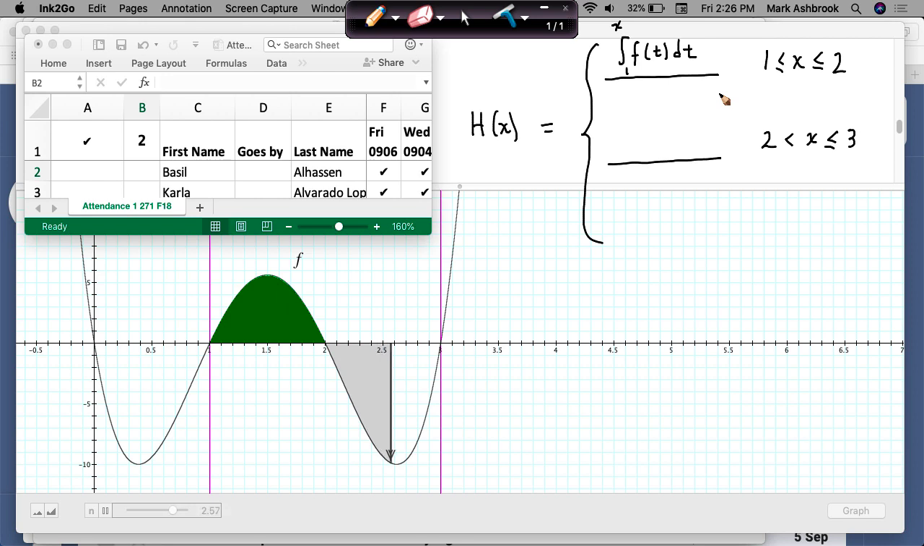Does it work? Is it right? Yeah, it's just going to be the accumulation. It's already area because f is always positive in this region, so we can just use this unsigned area. That's the unsigned area, but it'll be positive because f is always positive there. Okay?